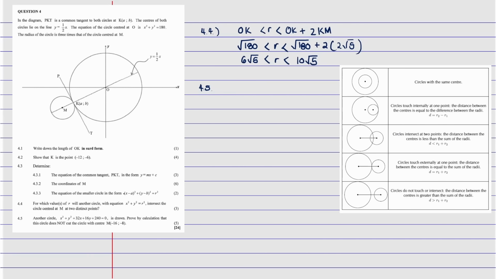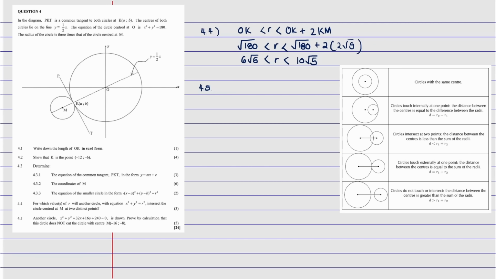Now we're going to do 4.5. It says another circle, which is x squared plus y squared plus 32x plus 16y plus 240 equals 0, is drawn. Then they tell us to prove by calculation that the circle does not cut the circle with center M. So it does not cut, meaning it does not have any intersection.